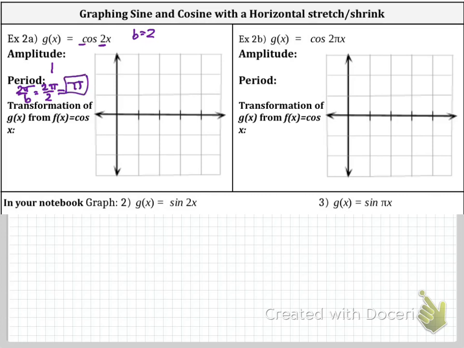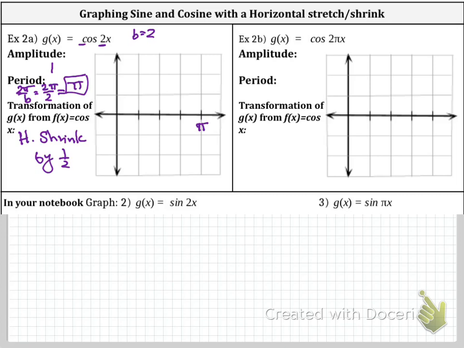So our transformation is that this is a horizontal shrink by a half. It's the reciprocal. If you remember, all horizontals are always reciprocal. So now we are changing what our period is. So instead of 2 pi, our period is pi. So we'll start with pi. Pi is the first one out, so that's pi.